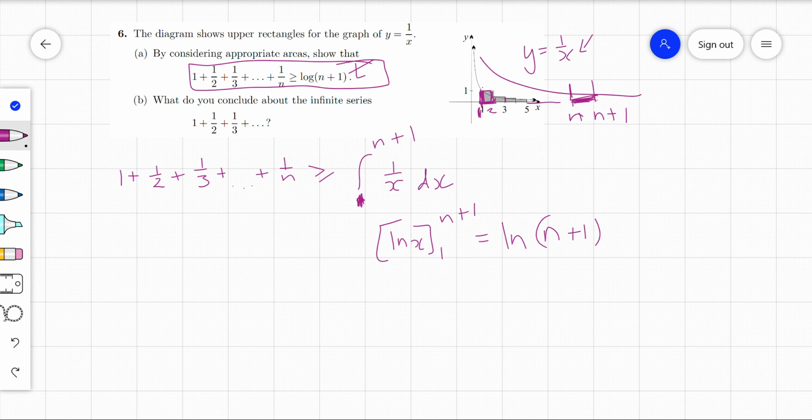And then, what do you conclude about the infinite series? Well, if you look at that right-hand side, it's log of n plus 1. I can keep putting higher and higher values in for n. There's no end point to the higher value I can put in for n. I can keep going forever. So if this side is greater or equal to that side, then that left-hand side must also become infinitely large, because the right-hand side does.